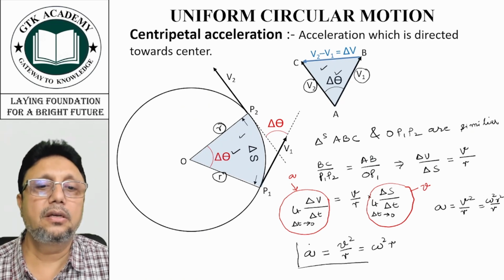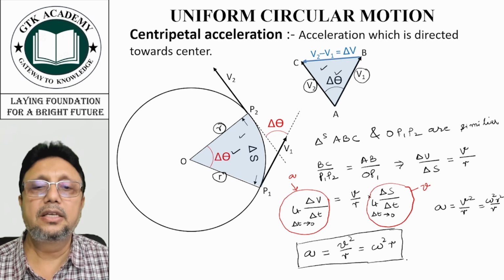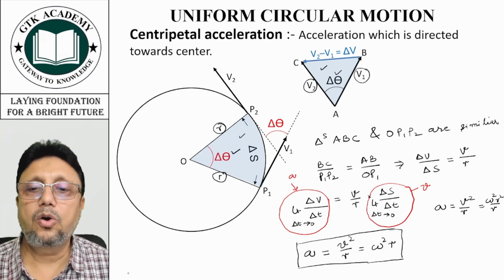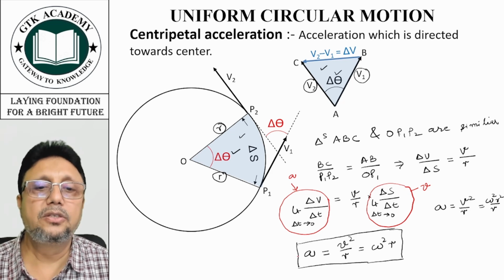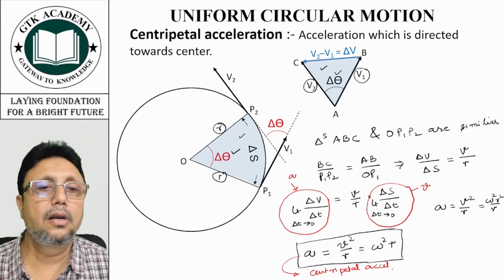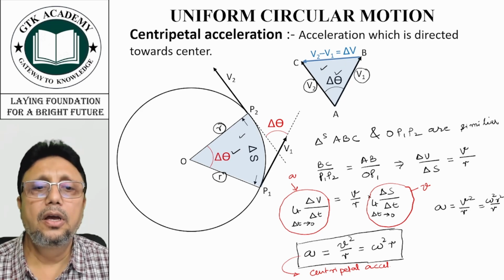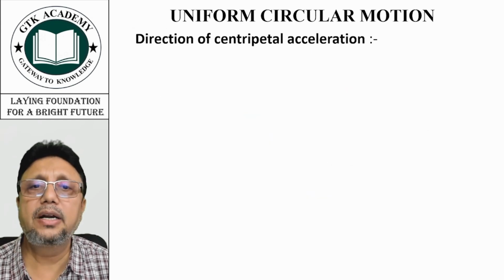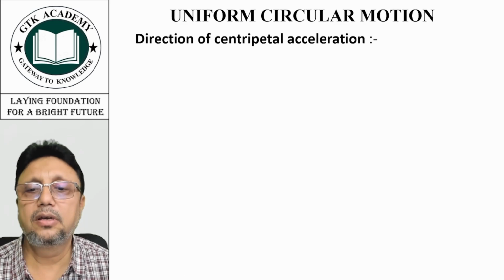This is the magnitude of acceleration, centripetal acceleration, that is directed towards center, and you can see it has a constant value. So A is your centripetal acceleration. Now I have shown you how the magnitude of acceleration is constant. Now let us talk about the direction of centripetal acceleration.